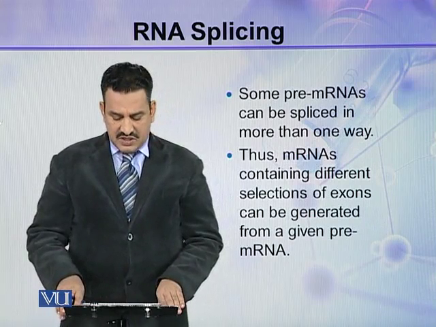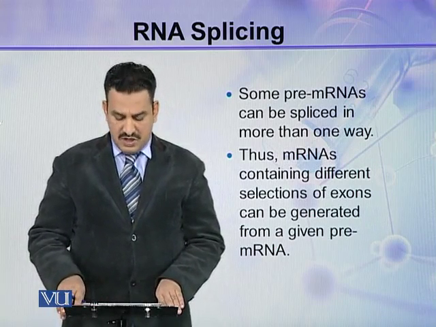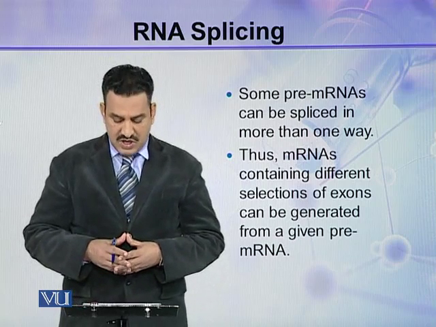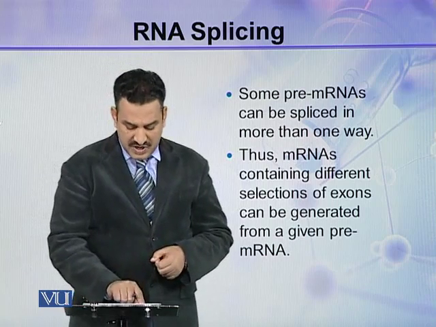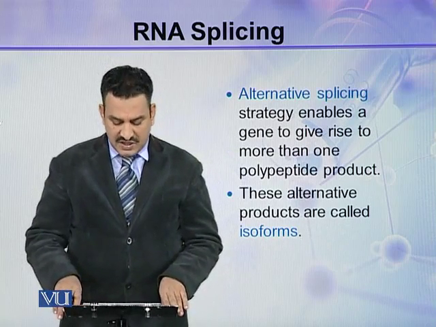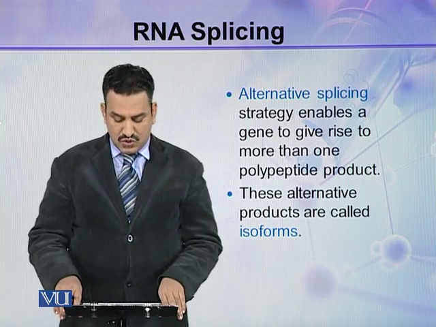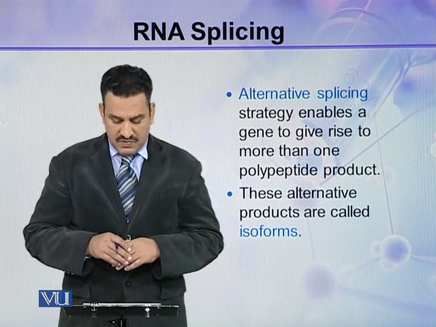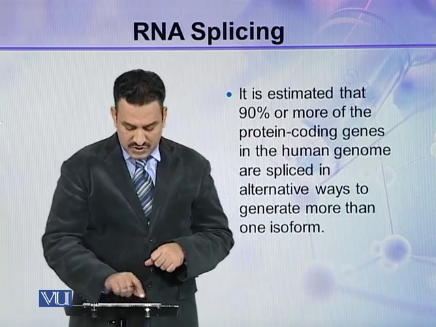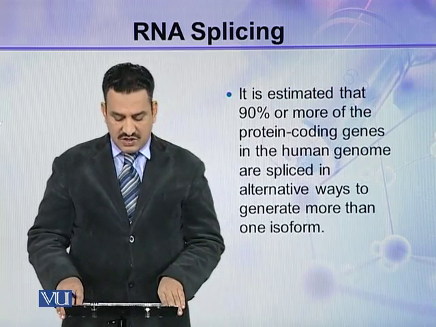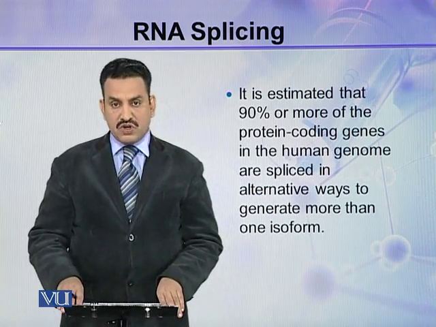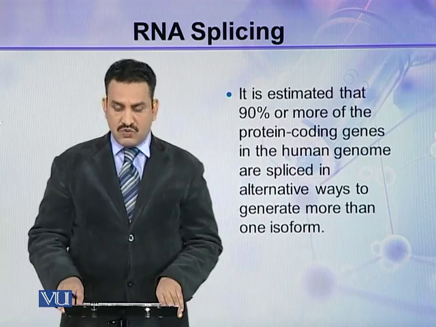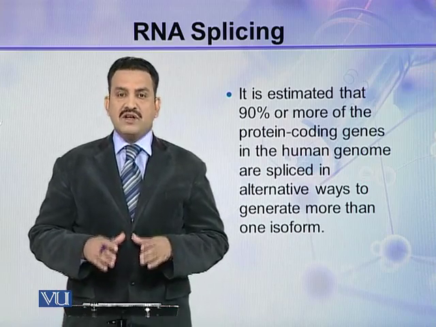Some pre-mRNAs can be spliced in more than one way. Thus, mRNAs containing different selections of exons can be generated from a given pre-mRNA. This alternative splicing strategy enables a gene to give rise to more than one polypeptide product. These alternative products are called isoforms. It is estimated that 90% or more of the protein-coding genes in the human genome are spliced in alternative ways to generate more than one isoform.